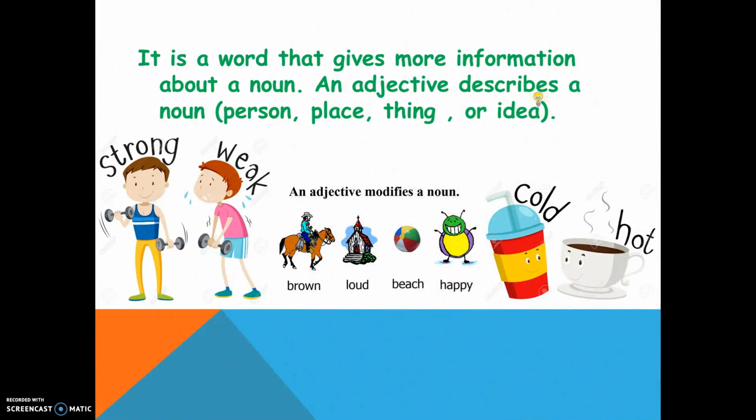So here is the definition of what an adjective is. It is a word that gives more information about a noun. An adjective describes a noun, a person, place, thing, or idea. So here you can see strong, weak. An adjective modifies a noun. Brown, loud, happy, beach, cold, and hot.